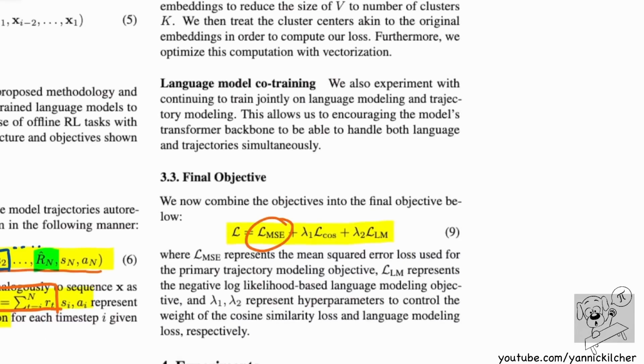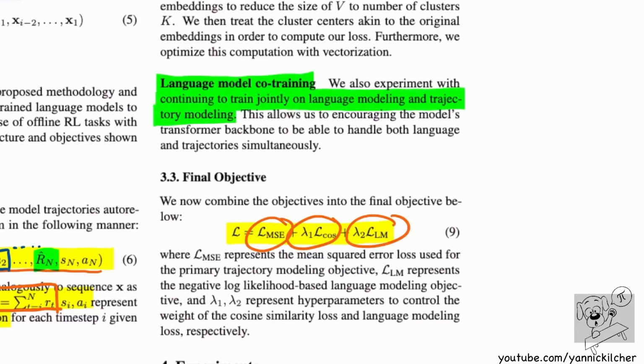So you can see right here, this is the loss for the language or the sequence modeling decision transformer objective. This is the loss that encourages the embeddings to be close to the original language embeddings, or to one of the original language embeddings. And this loss right here is the continuation of language modeling. So during training of the sequence prediction for reinforcement learning, they additionally also do what they call language model co-training, continuing to train jointly on language modeling and trajectory modeling. This allows us to encourage, it probably should be encourage, the model's transformer backbone to be able to handle both language and trajectory simultaneously.